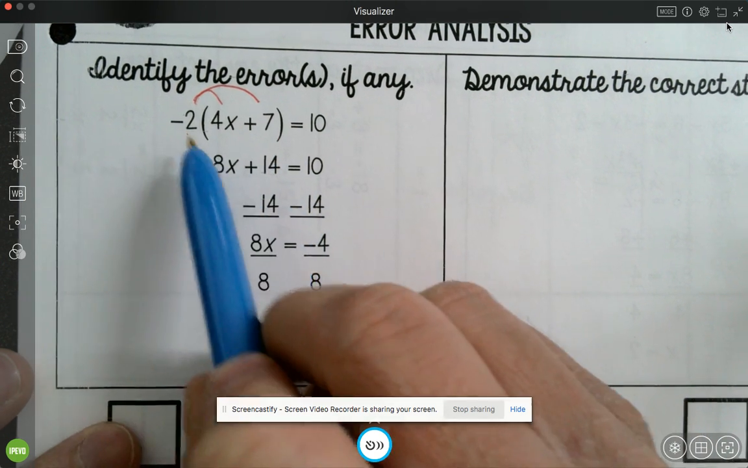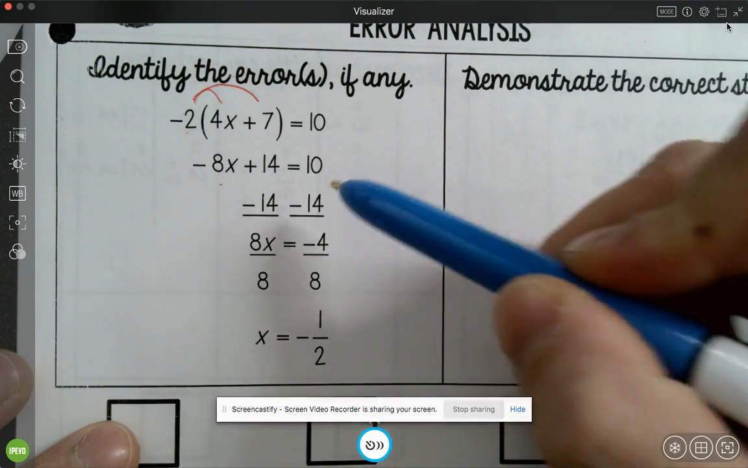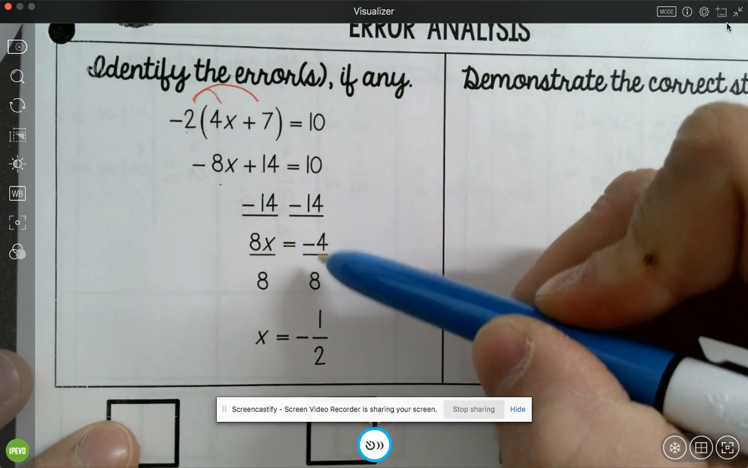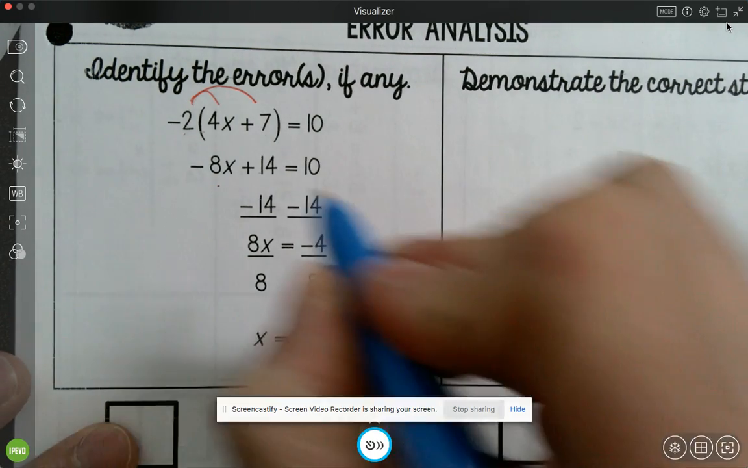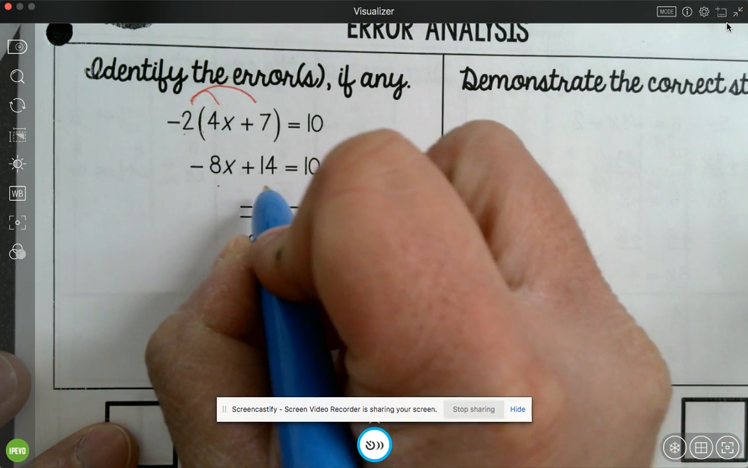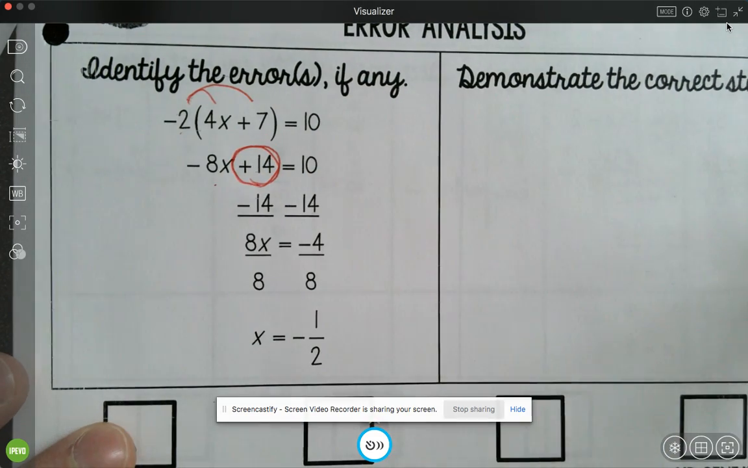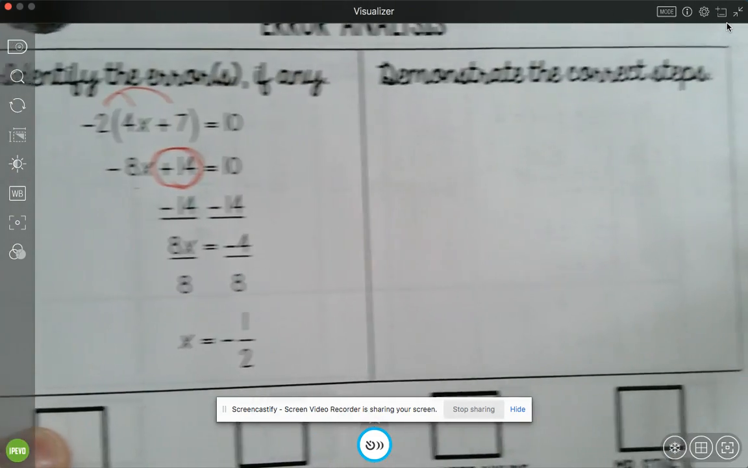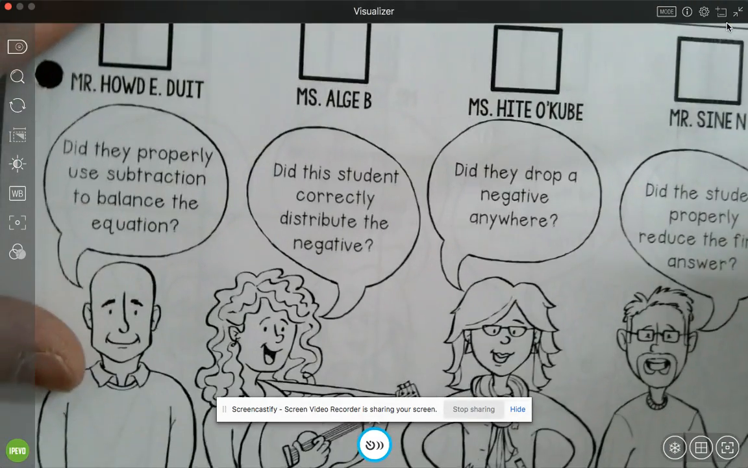Here it is right here. Negative 2 times 7. Shouldn't that be negative 14? Let's see, and then I think everything else was done correctly. So identify the error. I guess I'll just circle it right here. I'll identify it by circling it. That should be negative 14. So let's demonstrate the correct. I gotta see which teacher is telling me that.